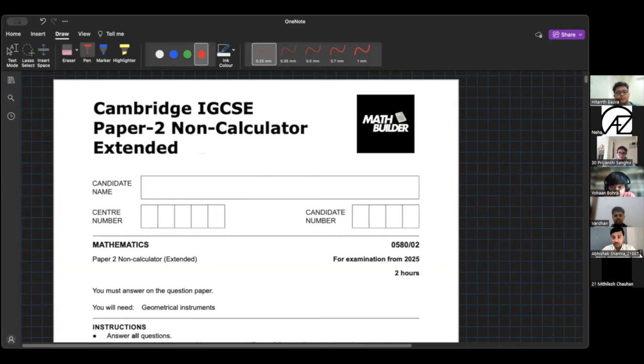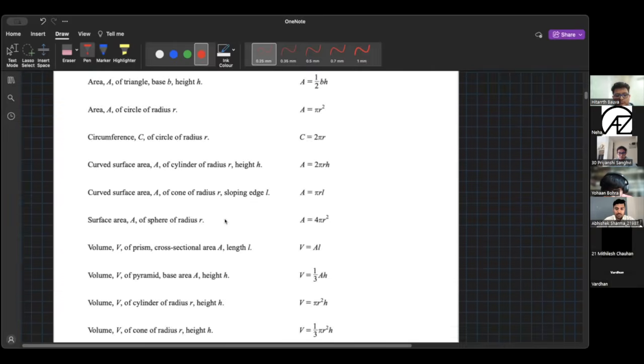And this is a non-calculator paper, so don't use a calculator at all. Yeah? Yes. Okay. So we are starting from question number 1, and the time is 12:09, or let's say 12:10. We are starting at 12:10. We'll try to make sure we complete this paper in less than 2 hours and try to go through the questions as well. So let's start.